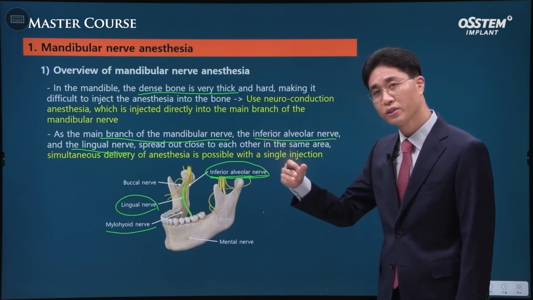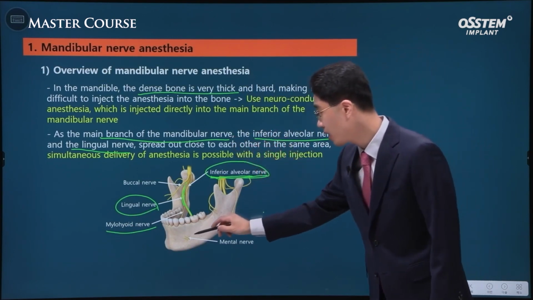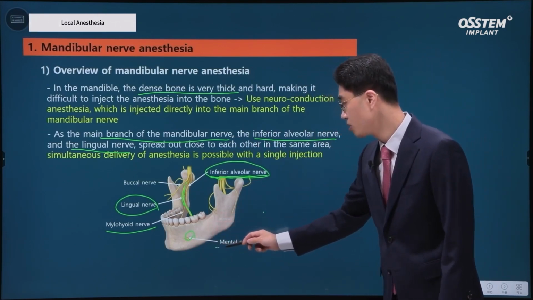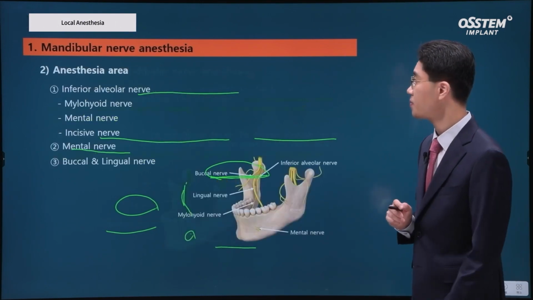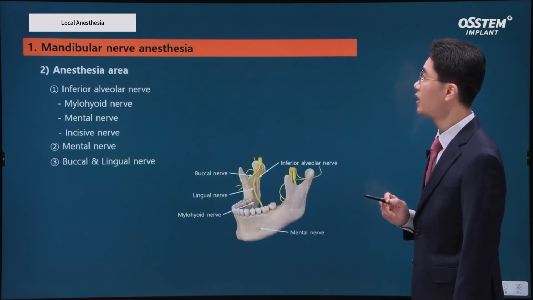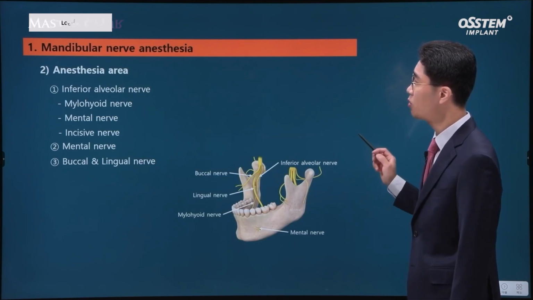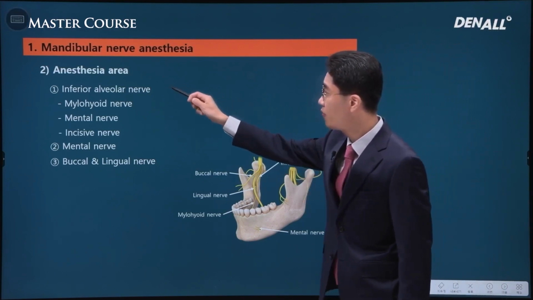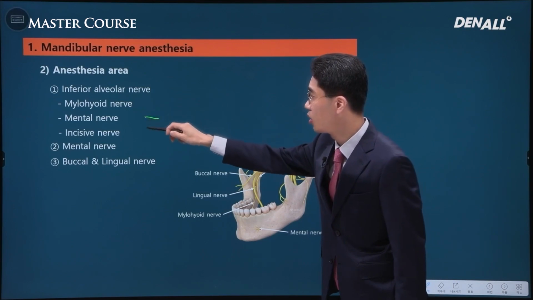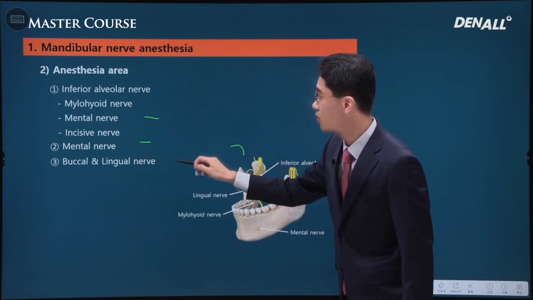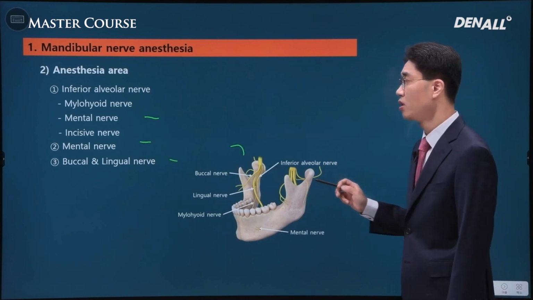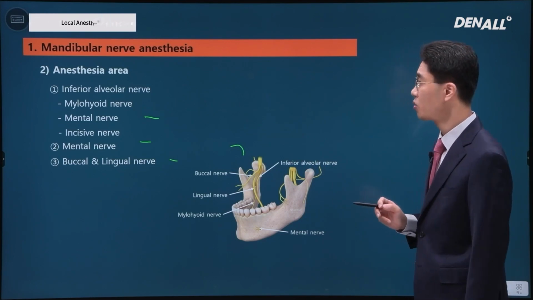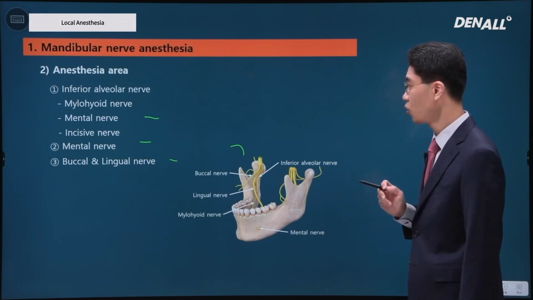Into the foramen and through the mandibular canal, and through the mental foramen it comes out again, and from this point it is referred to as the mental nerve. In doing anesthesia in the mandible, we need to understand the basic anatomic structures. As mentioned, inferior alveolar nerve, mylohyoid nerve, mental nerve, incisive nerve, buccal, and lingual nerve. You need to understand the basic position and structure of these nerves in order to do a proper job in anesthesia.